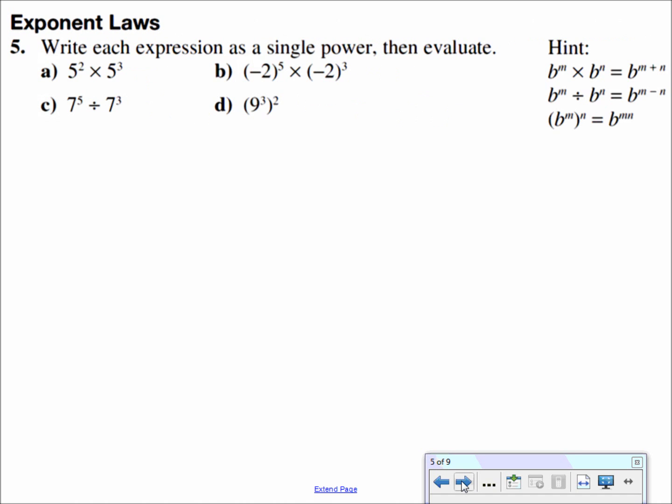Okay, write each expression as a single power, then evaluate. This is not a big deal. Exponent laws are on the right side board. Multiplication, as long as the bases are the same, you add the exponents. Division, you subtract. There's one called a power of a power, where they're in a bracket, you multiply. And then there's something called the zero exponent rule. If there's an exponent of 0, it becomes 1.